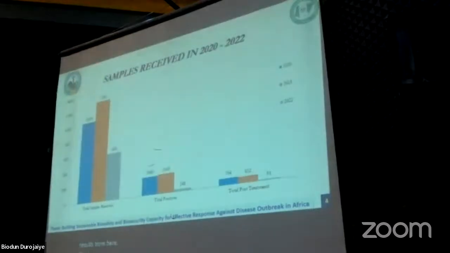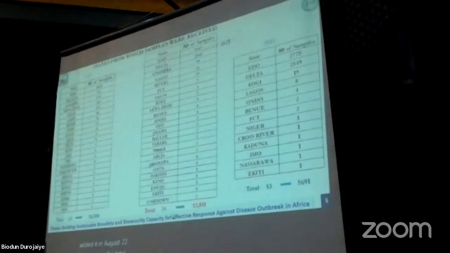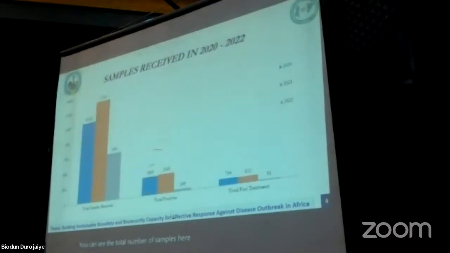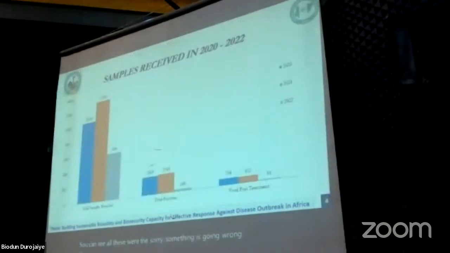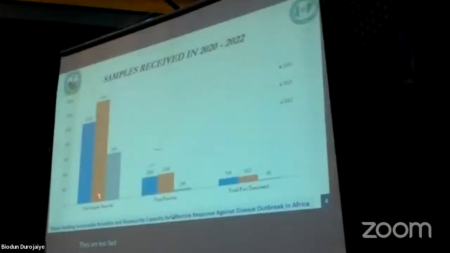These were the sample results. As you see, we did it over a period of 3 years, 2020, 2021, 2022, and ended it in August 2022. You can see the total samples we received over the years, and these were the positives we had from the 3 years. These were the positives, and these were the total cases we treated in our facility for the various years.